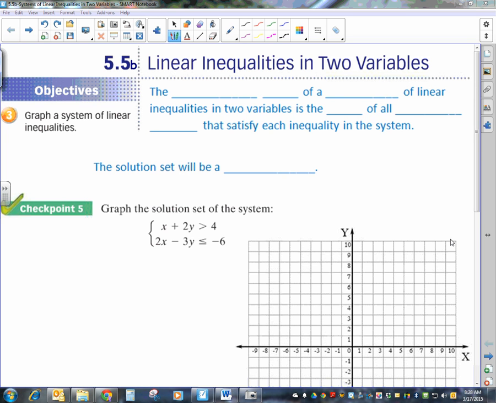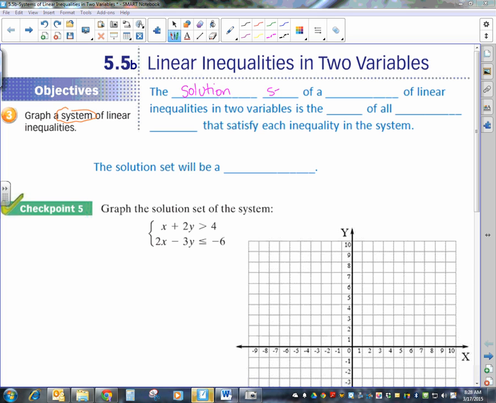Okay, to finish up this section on linear inequalities in two variables, today we're going to be talking about systems. We talked about systems earlier in this chapter, where we had two or more equations in two or more variables. So we found the solution to our system was where the two lines intersected. Well, today, because we're talking about inequalities, there's a difference in our solution set.